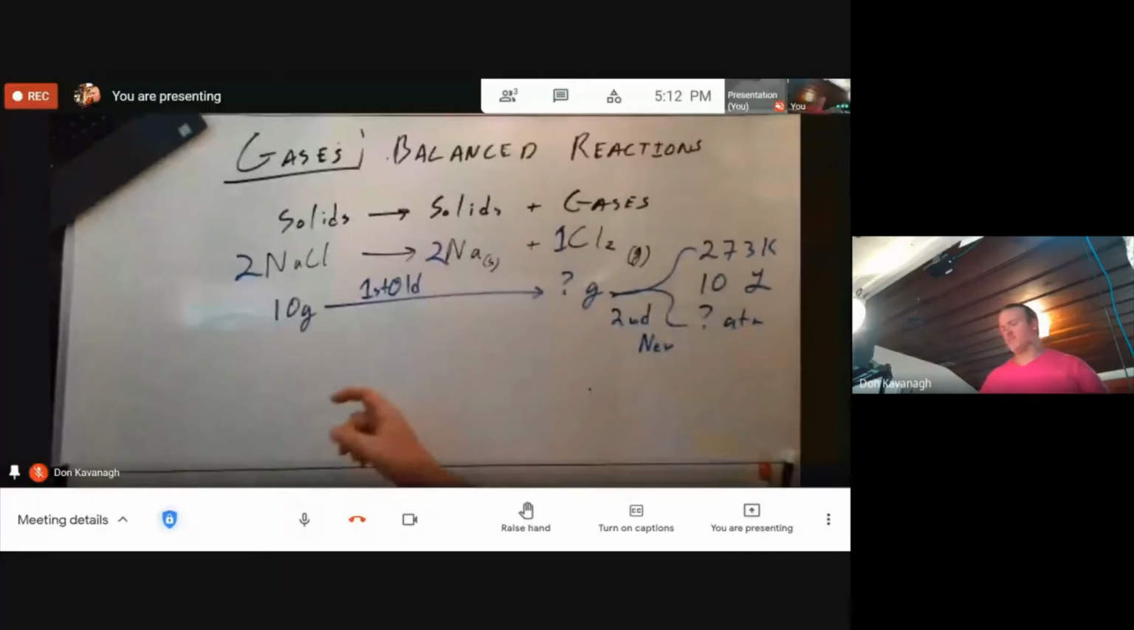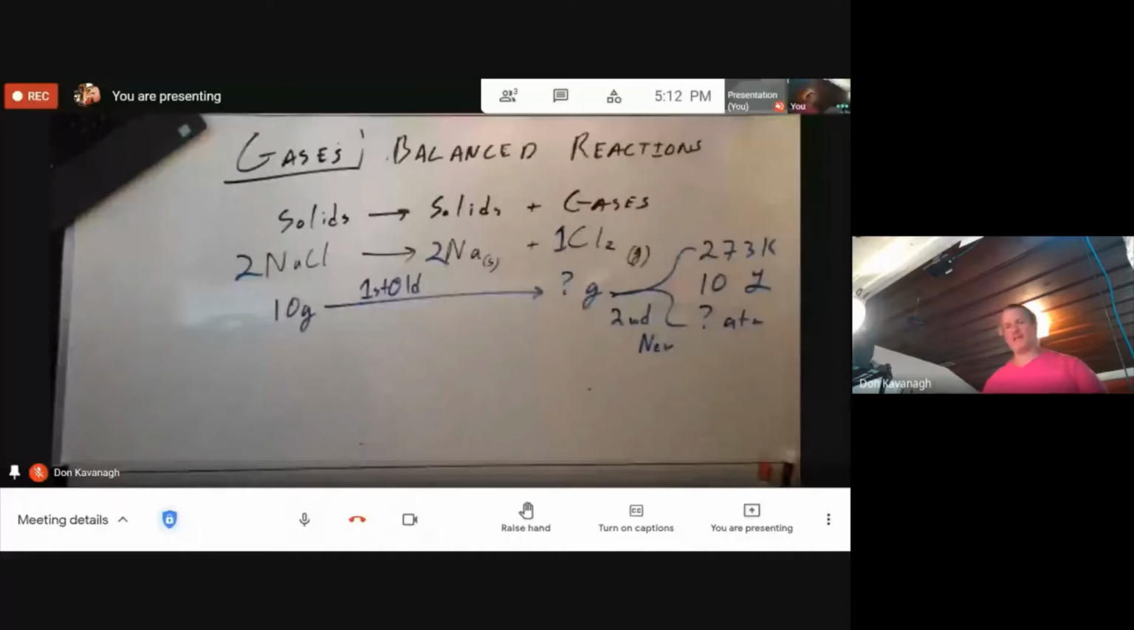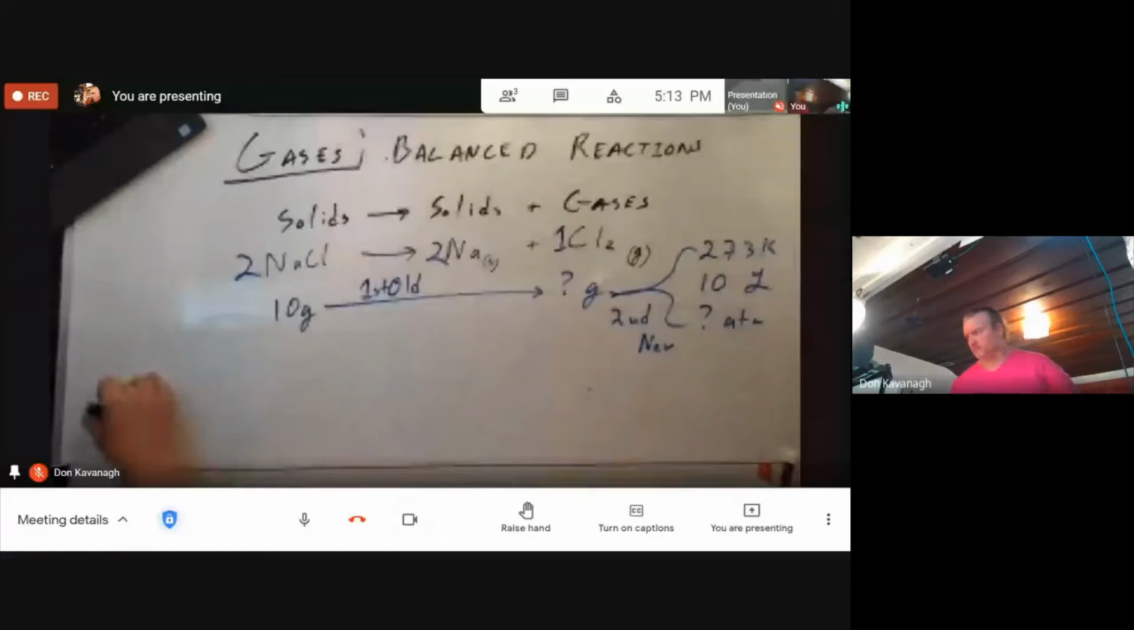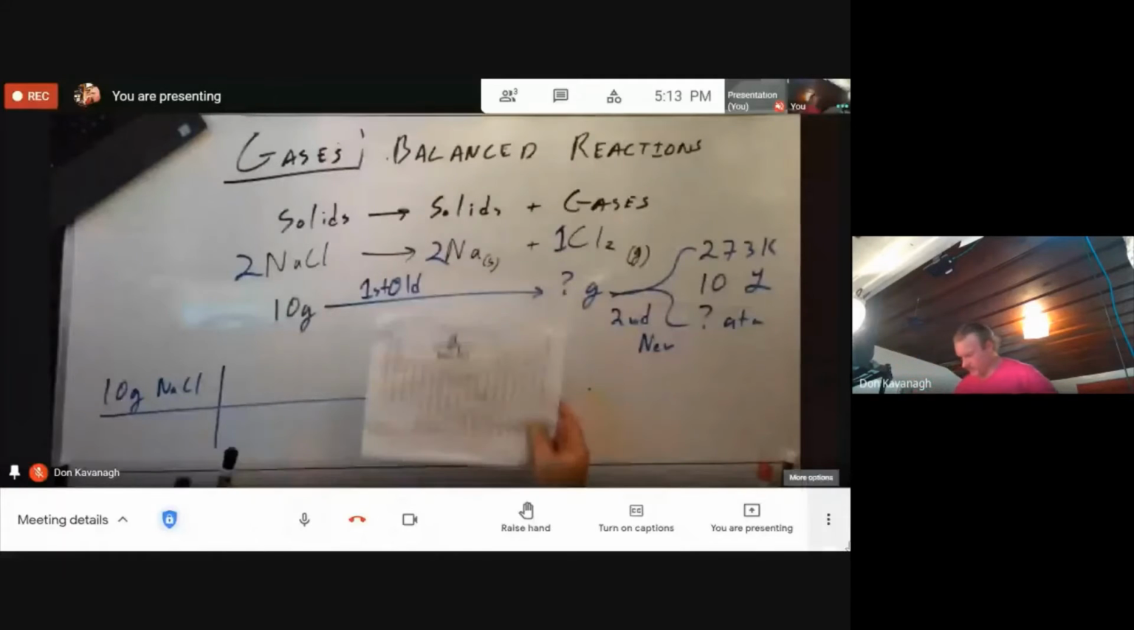This written here in blue is our basic outline for solving this problem. Grams of a reactant to grams of a product, and because that product happens to be a gas, we can fold that into gas stuff. Let's get started. I have 10 grams of NaCl. The molar mass is (23 plus 35.5), 58.5 grams per mole.